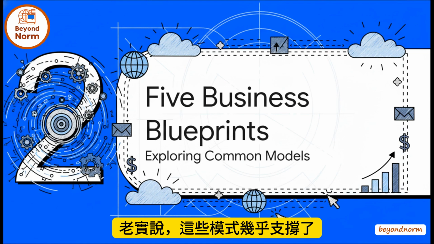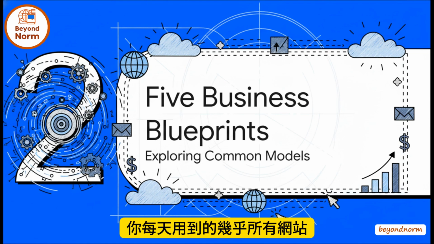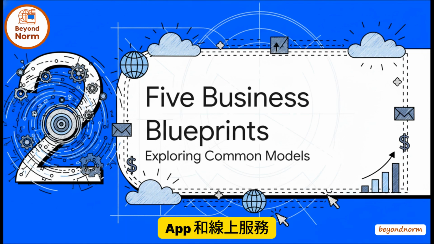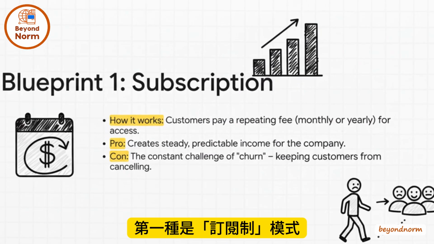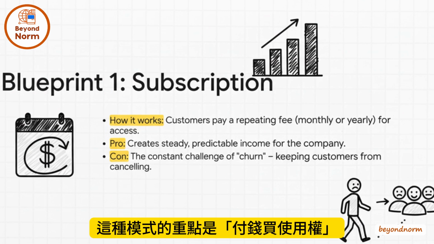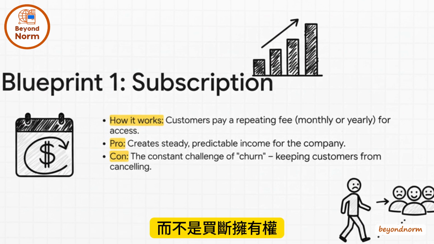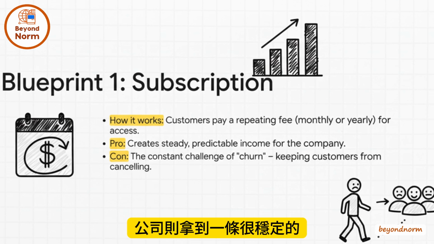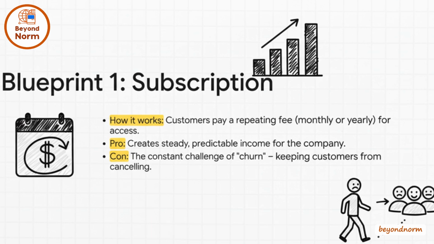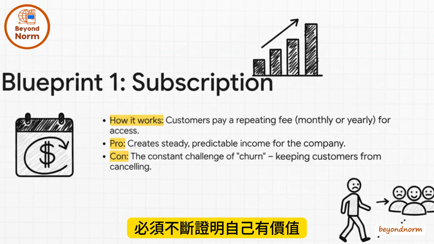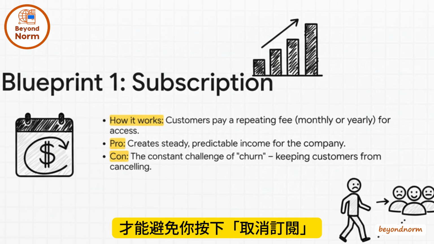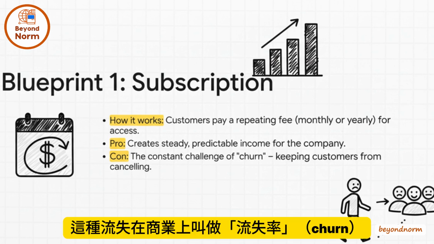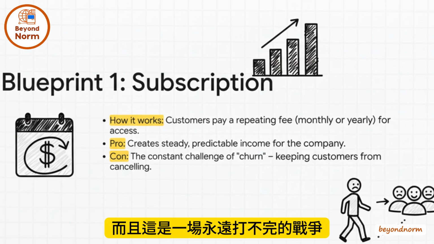Honestly, these are the models that power pretty much every single website, app, and online service that you use every day. First up, the subscription model. This one's all about paying for access, not for ownership. You pay a fee, usually every month or every year, and in return, the company gets this amazing, steady, predictable stream of income. The big challenge for them? They have to constantly prove their value to stop you from canceling. That's a problem they call churn, and it's a constant battle.